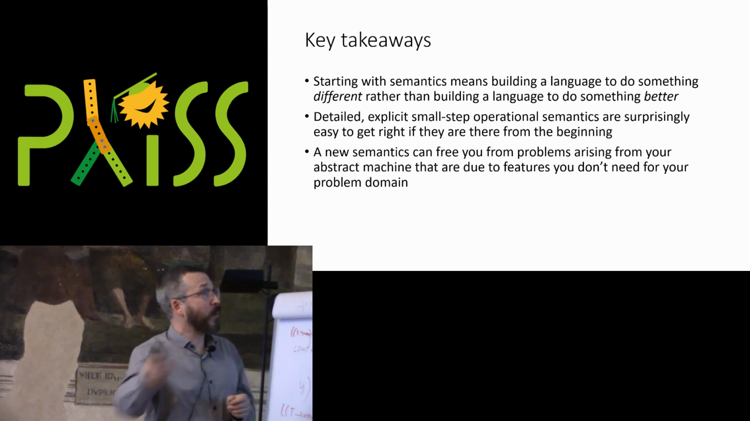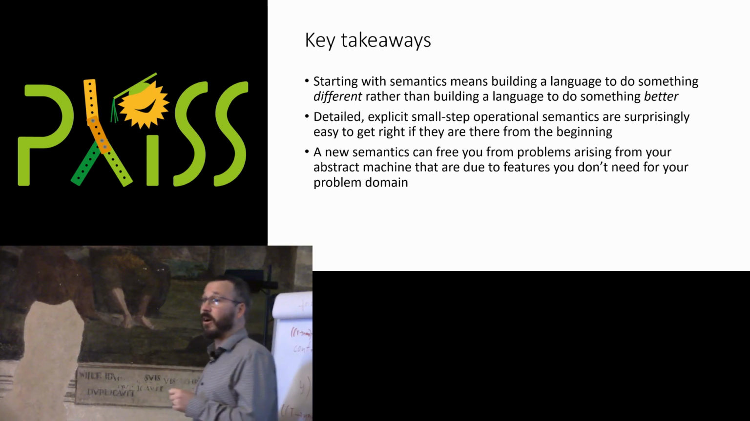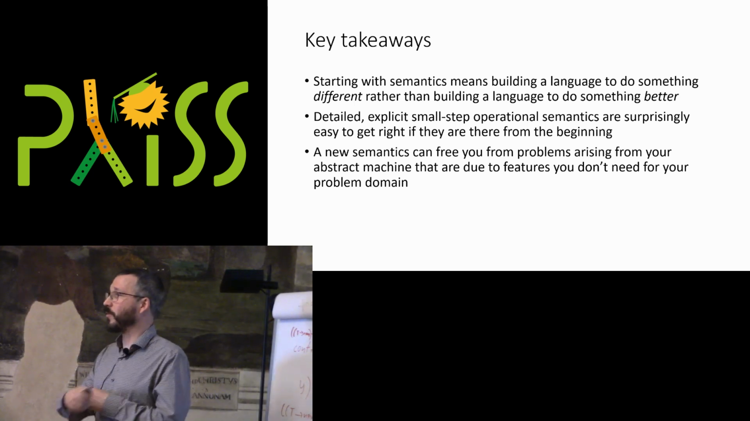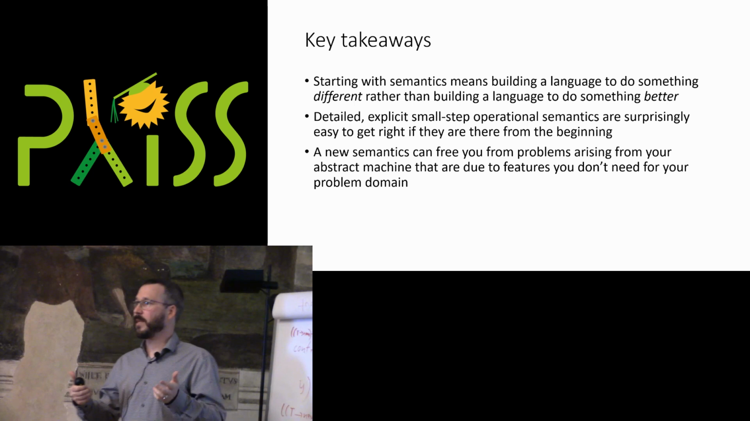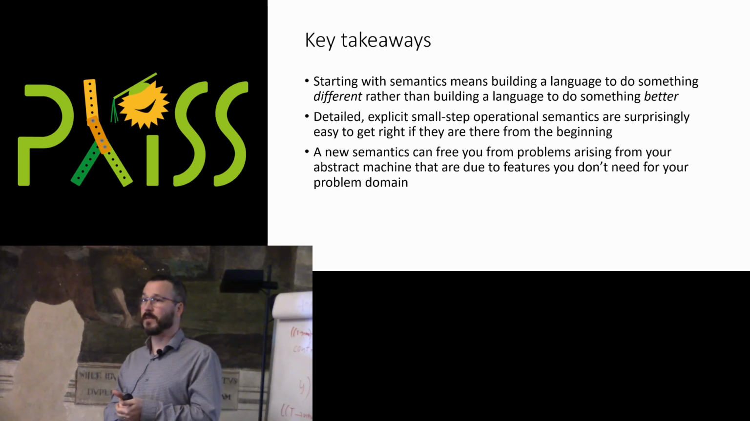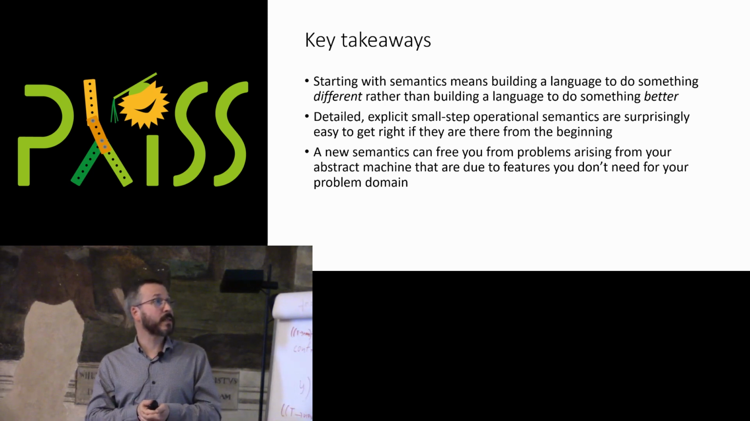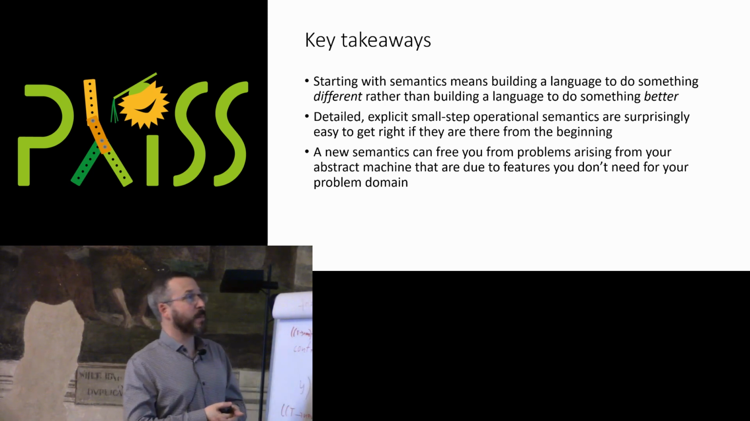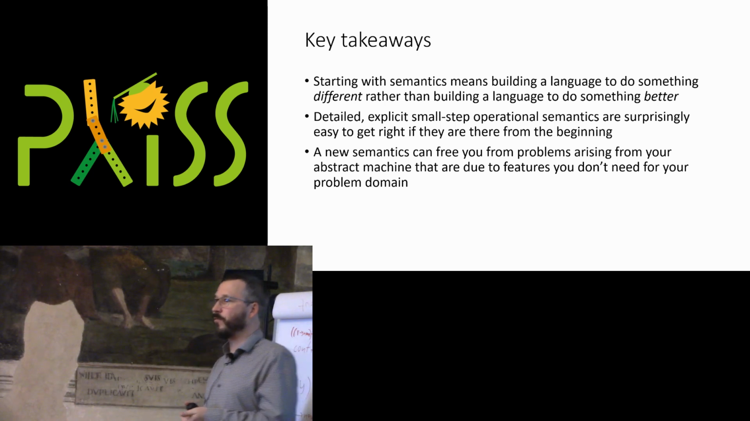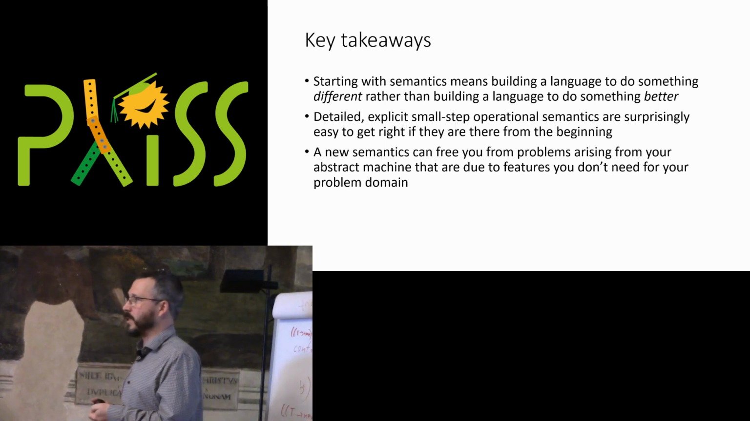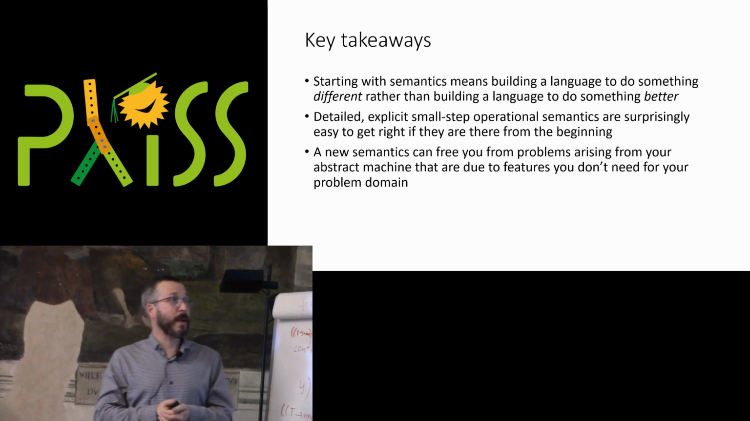Detailed explicit small step operational semantics, you know, they're not that hard. I hope you got that from going through this. These inference rules are really easy to read. They're easy to write. Once you've written them down, they're really easy to reason about. There are really nice frameworks that let you even build executable operational semantics where you can start fiddling with it and seeing how it actually runs. There's a bunch of fun tooling for this. And a new semantics can free you from problems that shouldn't exist in your specific problem domain.